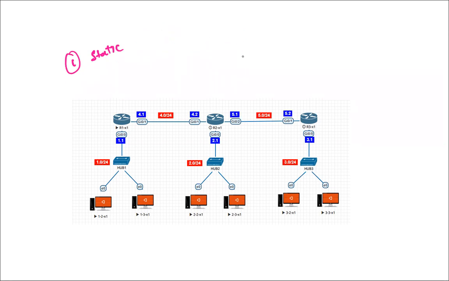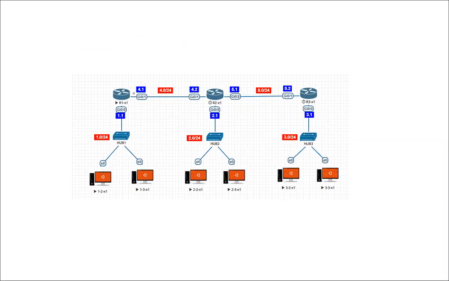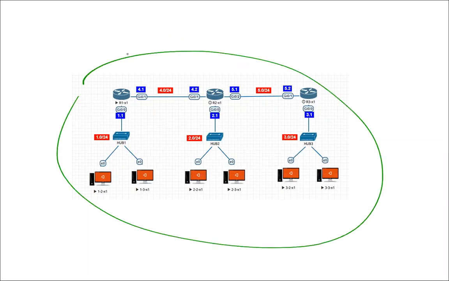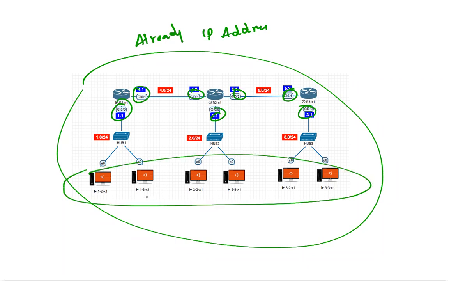But here, since we already know how to assign IP addresses to the PCs and routers, this lab is already configured with IP addresses. Don't do it, guys. Again, I'm saying it is configured with IP addresses. All the interfaces of the routers are configured with IP addresses. Even the PCs are configured with IP addresses. If you just open a PC, it'll have an IP address, everything is ready. They even have the gateway configured.